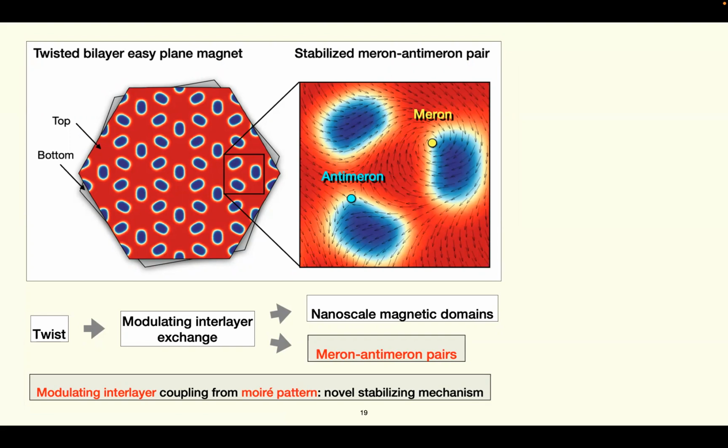So this image illustrates our key idea. When we twist a magnet, we can create these nanoscale magnetic bubbles, and that is what people know. And actually, we find another interesting scenario. Instead of a uniform in-plane spin texture, the twisted magnet can have meron and anti-meron pairs, which are stable. So in this context, the twist-induced interlayer coupling can be a novel stabilizing mechanism for merons.